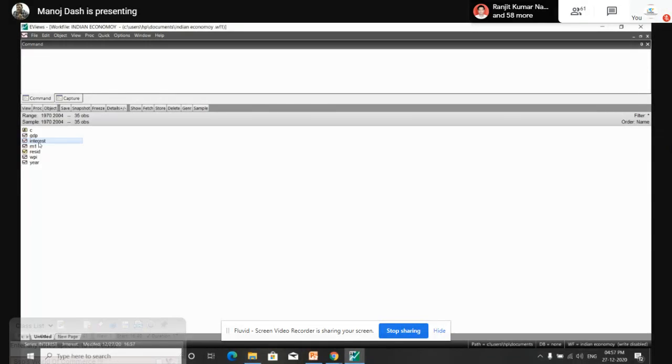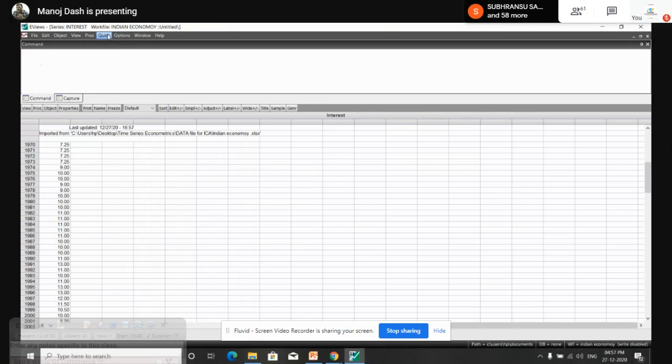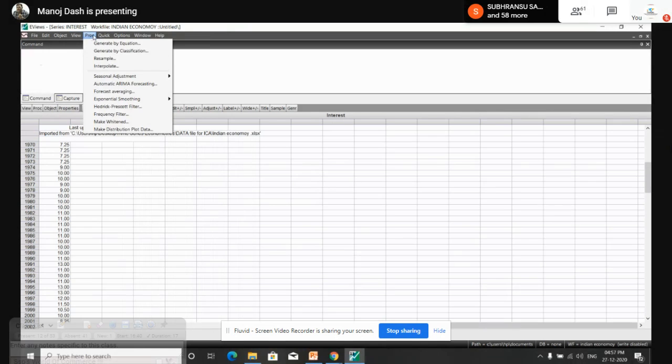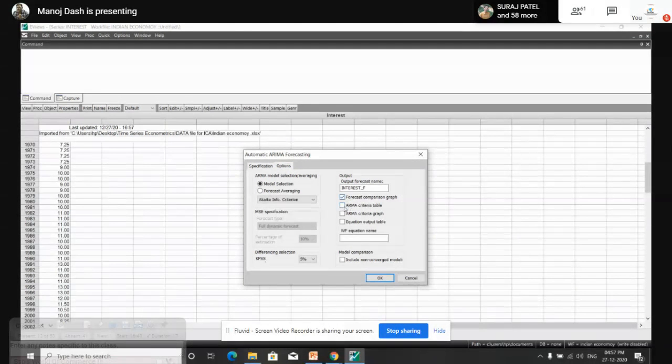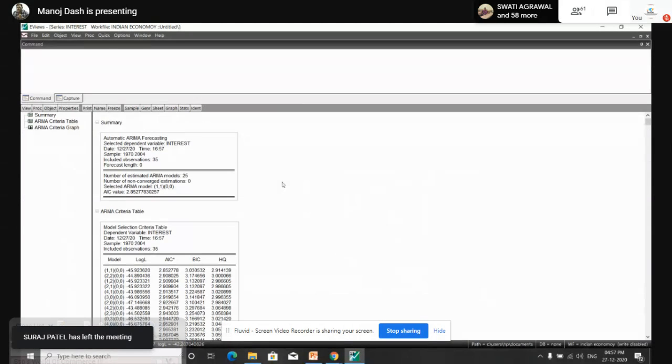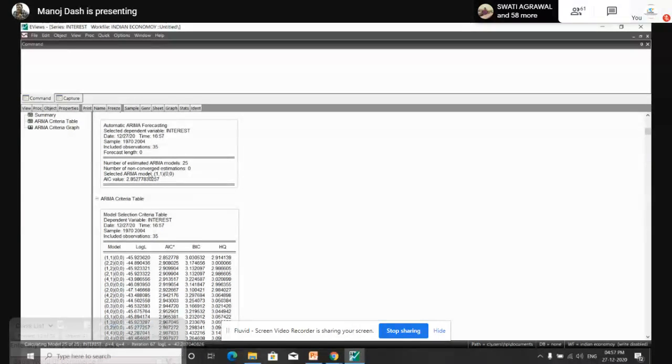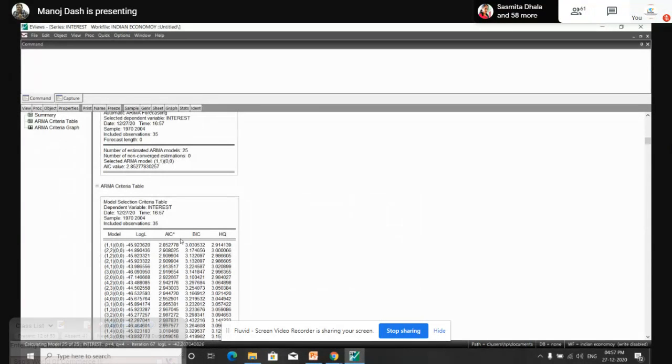Double click on it. Double click on interest. Go to Quick, Proc, Automatic. Right. Option. Clear? Now see, what is the conclusion now? What is suggested? AR1, ARMA 1,1 and 0,0. Why? Because for 1,1 and 0,0 the AIC value is lower compared to other values. Clear? Yes. Then go to option.